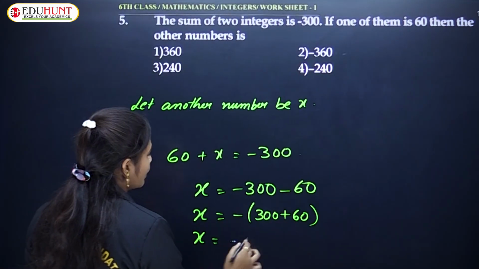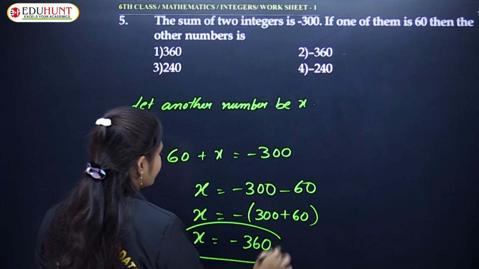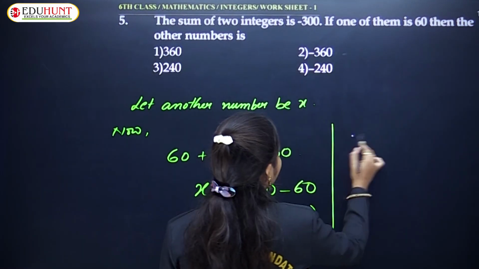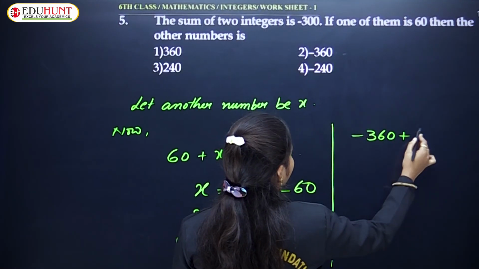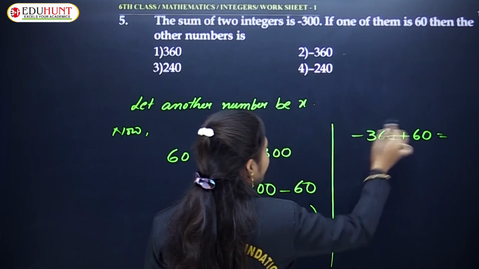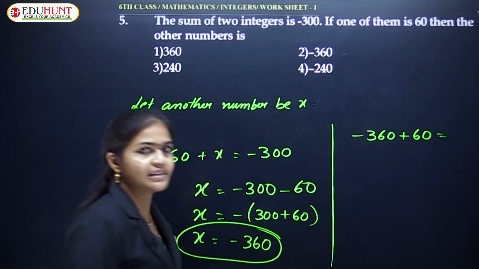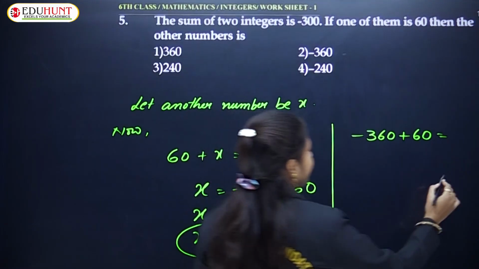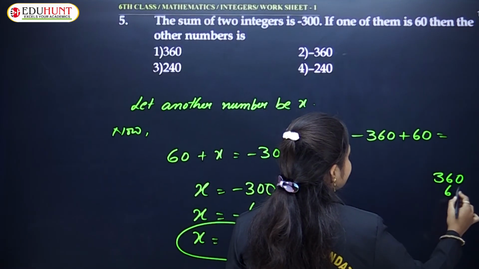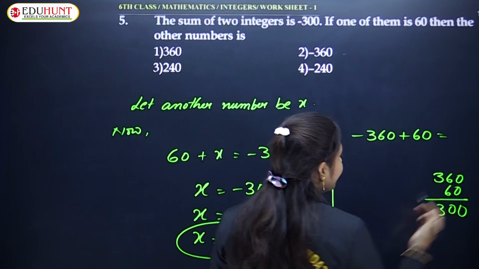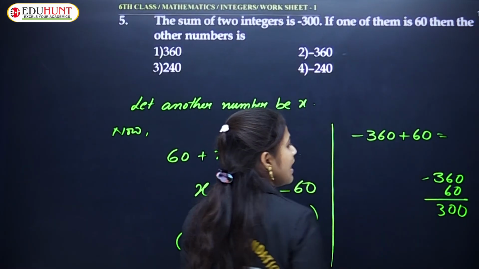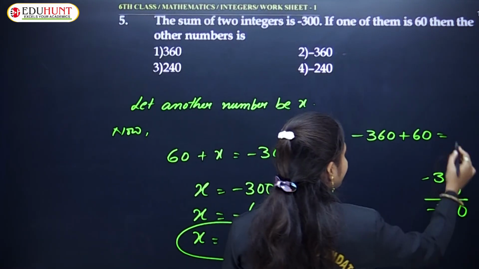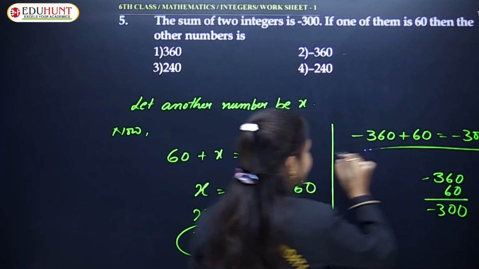Okay, x is equal to minus 360. Understand? So what are the numbers here? Example, minus 360 plus 60. Here we have two different signs. For numbers with two different signs, we have to go for subtraction. So 360 minus 60 is equal to 300. In that case, the sign of the largest number is the sign we have to keep here. So it equals minus 300.